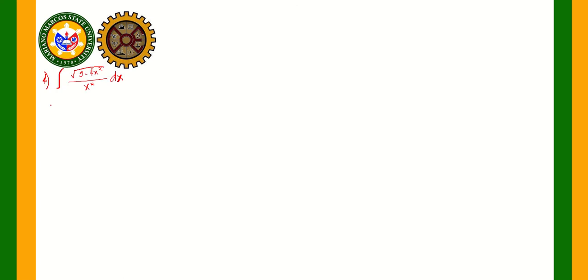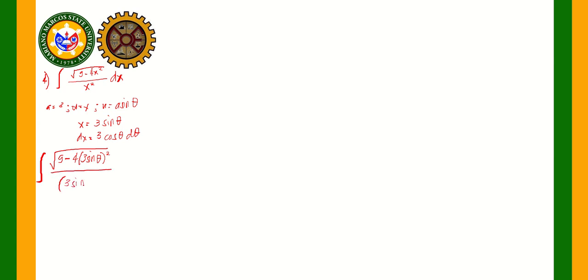Our a is equal to 3, and our u is equal to x. Therefore, we are going to substitute a sine theta. Then our x will be equal to 3 sine theta, dx will be equal to 3 cosine theta d theta. And then we substitute. So this will be equal to the square root of 9 minus 4 times 3 sine theta quantity squared all over 3 sine theta quantity squared times dx.